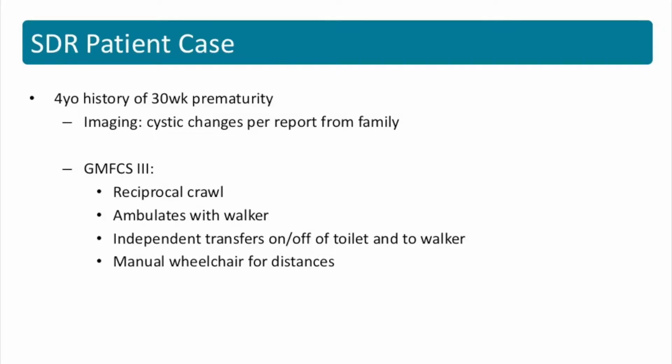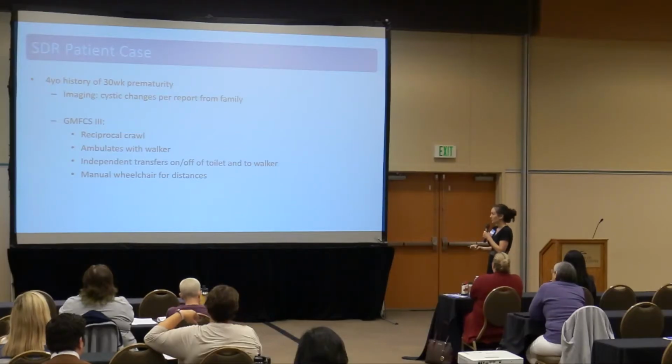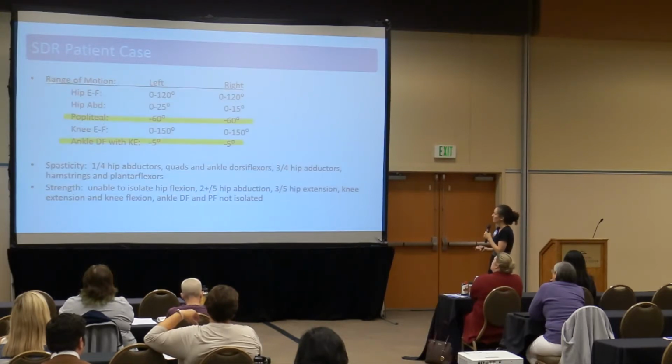So I wanted to go through a couple of cases because cases are always more interesting. So this is a 4-year-old boy who has a history of 30-week prematurity, cystic changes on his imaging. He's a GMFCS level 3, so he reciprocally crawls, he ambulates with a walker, is independent with transfers on and off the toilet and to the walker, and uses a manual wheelchair for distances.